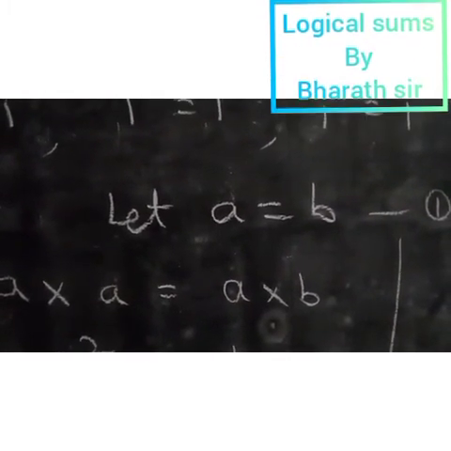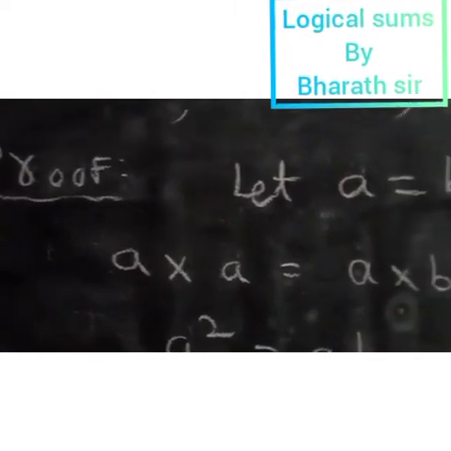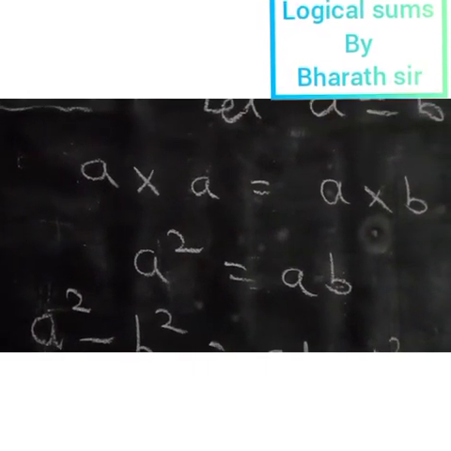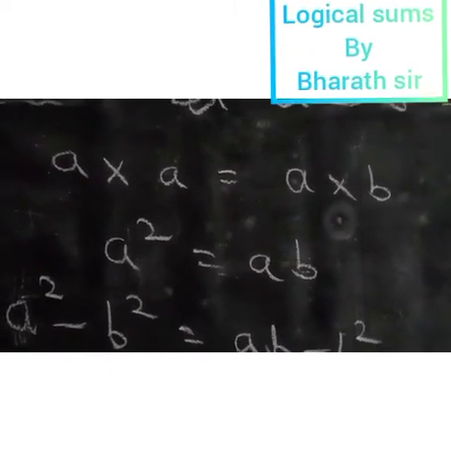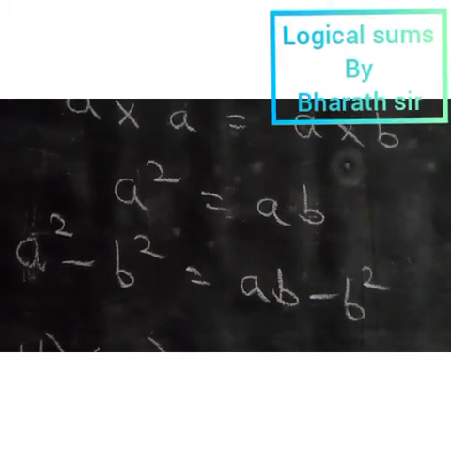Multiply both sides of equation 1 with A. Then you will get A into A equals to A into B. What is the meaning of A into A? A square. A into A means A square. Equals to A into B means AB. So A square equals to AB. Now subtract B square on both sides. It means A square minus B square equals to AB minus B square.